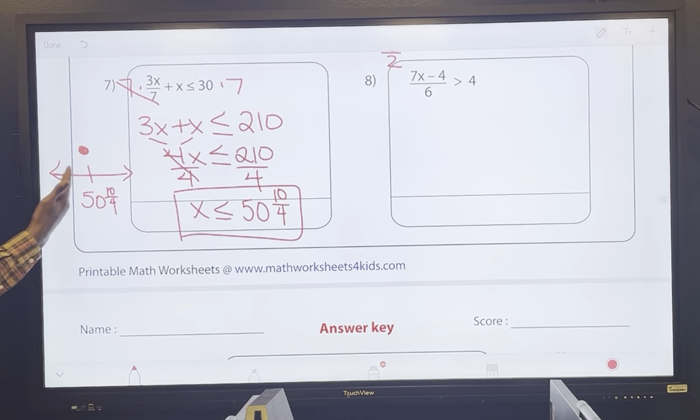So which way would I have to shade? Less than or greater than? Less than or equal to. So which way? To the left. That means your whole payroll is messed up. You gotta take everybody's money back and fix it.